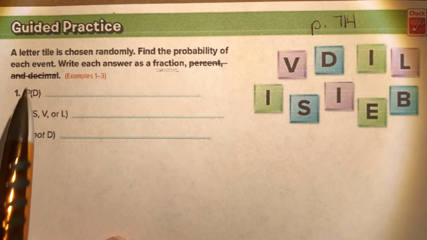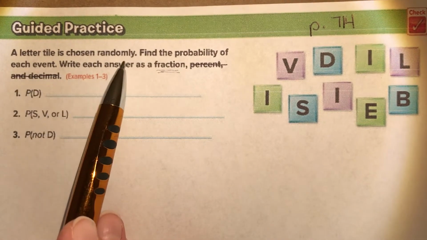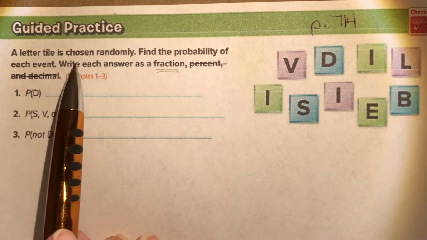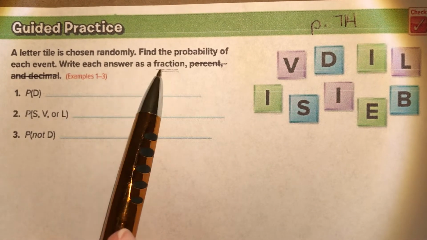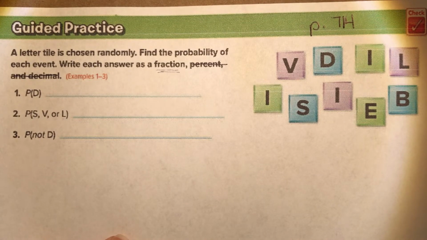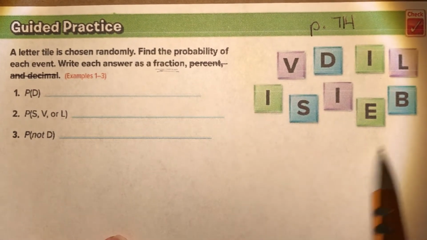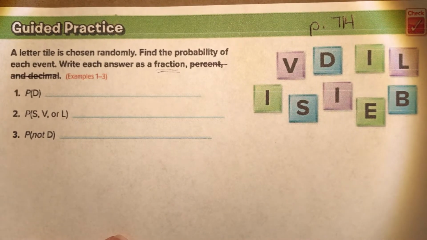It says a tile or a letter tile is chosen randomly. Find the probability of each event. Write each answer as a fraction. So we're only going to write them as a fraction. So the probability, again, pretend these are all in a bag. I can't see them. They're all the same size, and I'm going to randomly choose one out. What is the probability of picking a letter D?